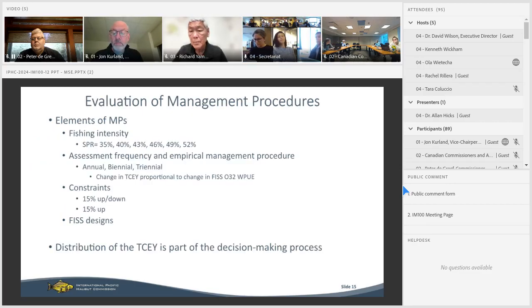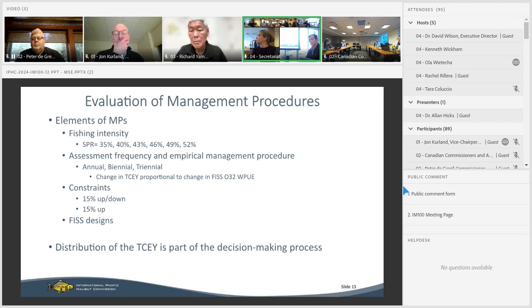Okay, so that's the fun with the objectives. Now let's move into the evaluation of management procedures, which is the really fun part for me. We've examined a number of management procedures this year. One is different levels of fishing intensity shown here. The assessment frequency being annual as we currently have, biennial or triennial.